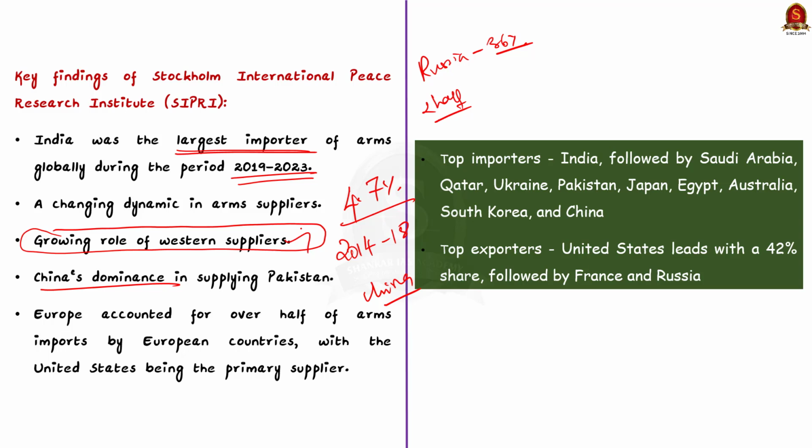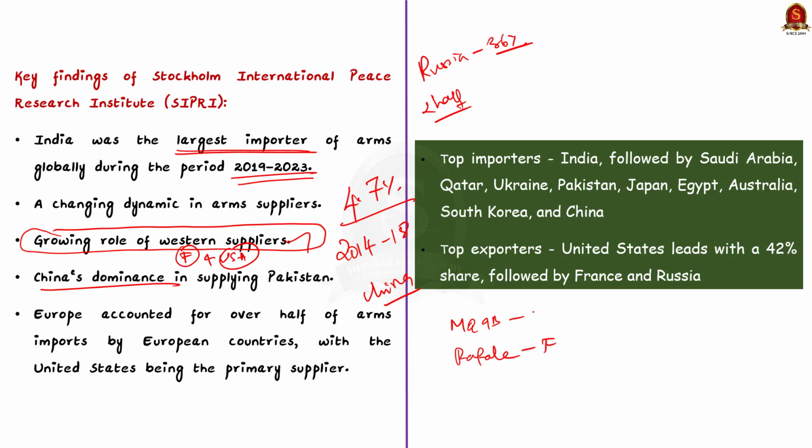Thirdly, there is a growing role of Western suppliers. France and the United States are emerging as the key suppliers to India, collectively accounting for 46% of its arms imports. This trend is expected to continue with significant contracts in the pipeline, such as India's procurement of 31 armed MQ-9B Sky Guardian drones from the US and 26 Rafale M fighters from France.